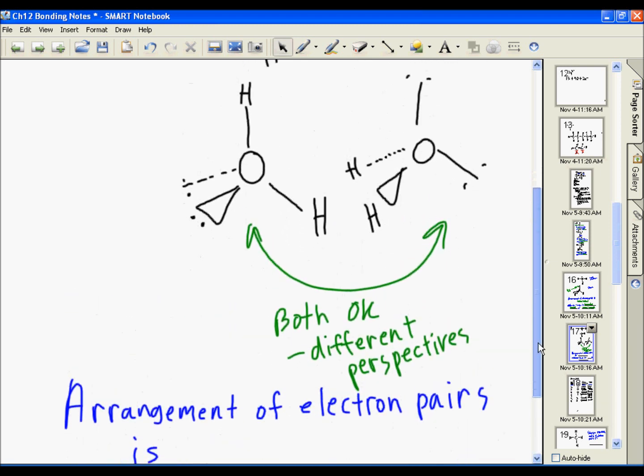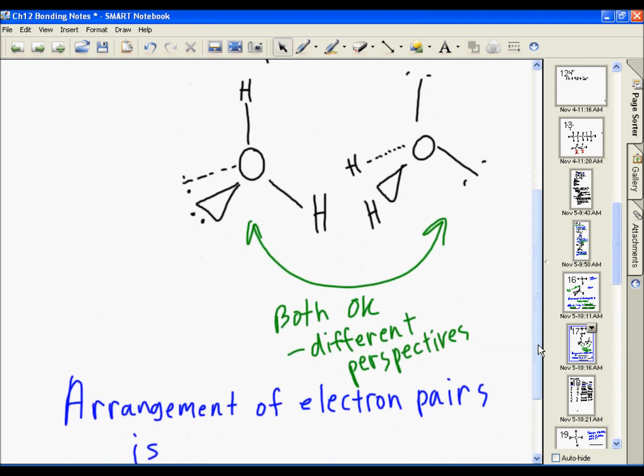And I've shown 2 different perspectives of water here. Both have 2 solids, a wedged and a dashed. But in one of the pictures I have the hydrogens on the solids, and in the other one I have the hydrogens on the wedged and the dashed. Most of the time it's drawn in the first way with the hydrogens on the solids.